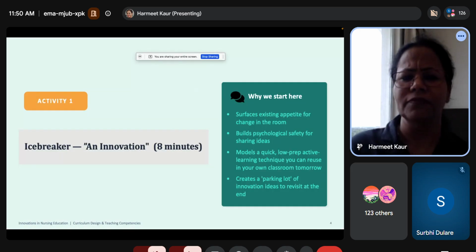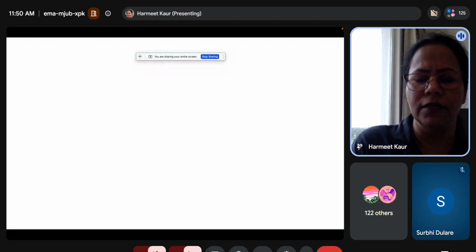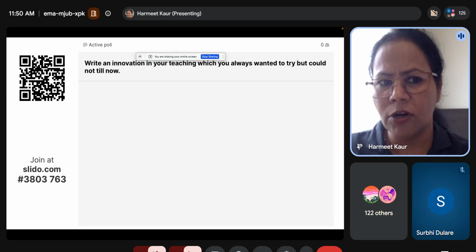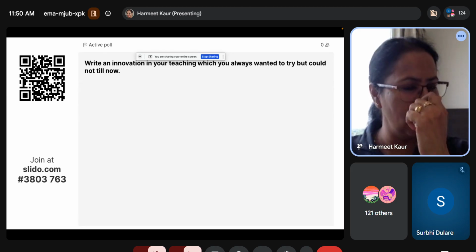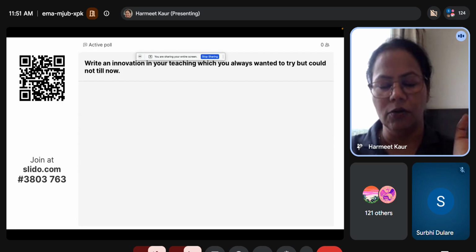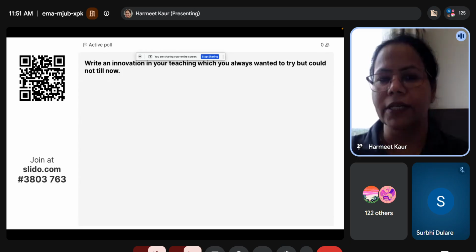Okay, let's move forward. First thing first, let us start with an icebreaker. I just want you all, you are able to see slido.com. You can just go to slido.com, or you can click on this QR code. You have to click the picture and go into that, or you can just go to slido.com on your laptop and put this code in that. And please try to give the answer on Slido.